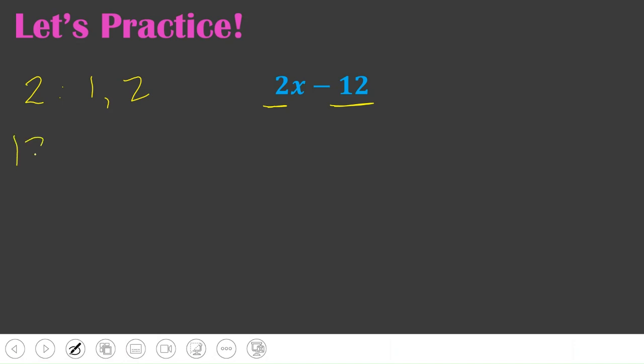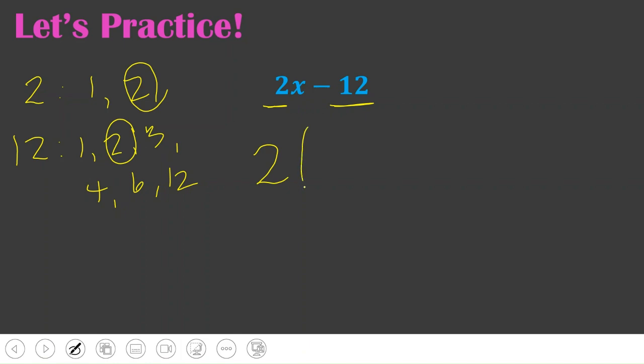The factors of 12 are 1, 2, 3, 4, 6, and 12. So I noticed that we have common factors of 1 and 2, with 2 being the greatest common factor. So essentially, when we're factoring out the greatest common factor from a binomial, we're actually dividing each term by the greatest common factor, or in this case, by 2. So I'm going to rewrite it with a 2 out in front.